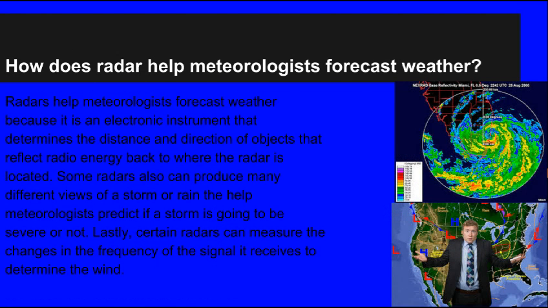How does radar help meteorologists forecast weather? Radars help meteorologists forecast weather because it is an electronic instrument that determines the distance and direction of objects that reflect radio energy back to where the radar is located. Some radars also can produce many different views of a storm or rain and help meteorologists predict if a storm is going to be severe or not. Lastly, certain radars can measure the changes in frequency of the signal it receives to determine the wind.